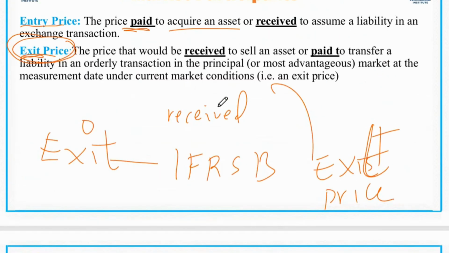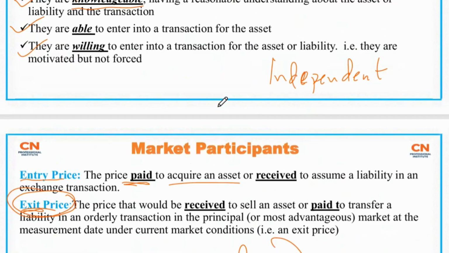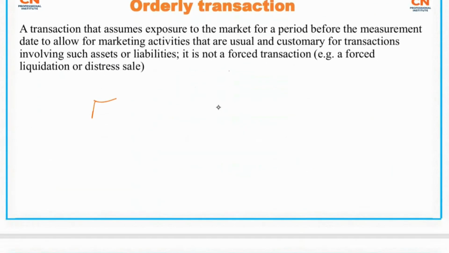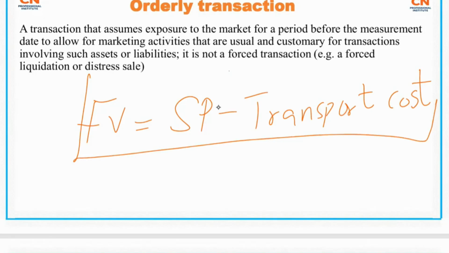So let's pause here. But before that, let me give you the formula for fair value. To determine fair value, it is selling price minus transport cost. So that's the formula, so you can put it down neatly. This is the formula I'll be using: the selling price minus transport cost.